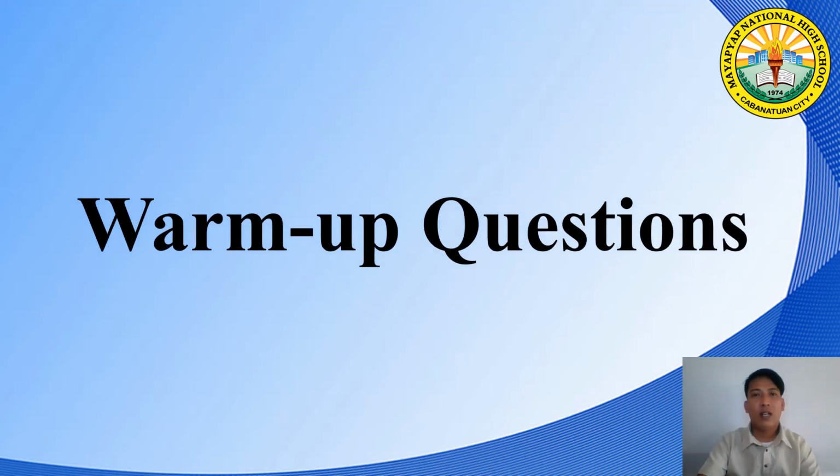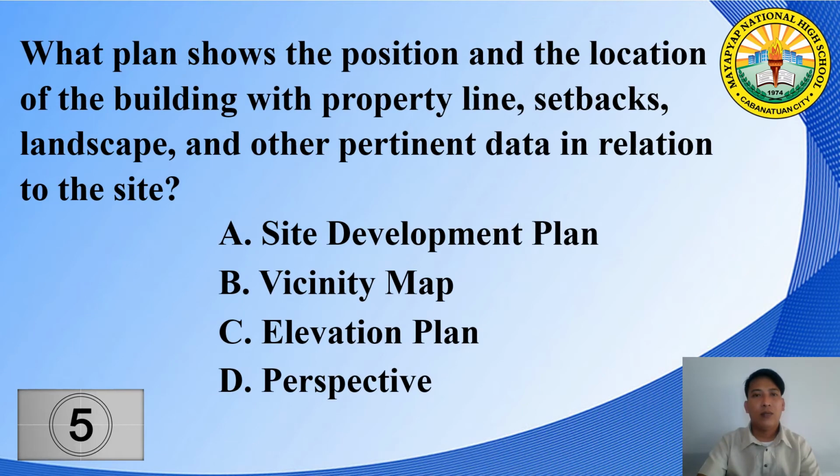Before the lesson, let's have some warm-up questions. I have here some questions for you to answer. The first is, what plan shows the position and the location of the building with property line, setbacks, landscape, and other pertinent data in relation to the site? A. Site development plan. B. Vicinity map. C. Elevation plan. D. Perspective. Your timer starts now.